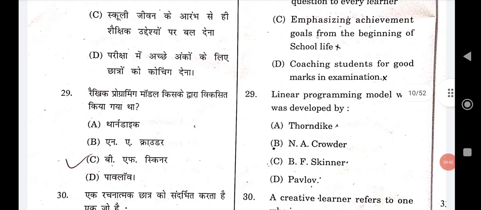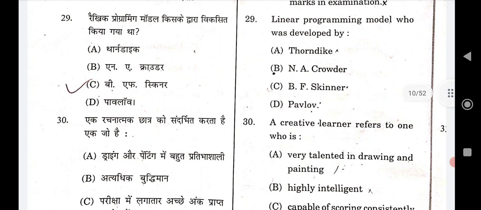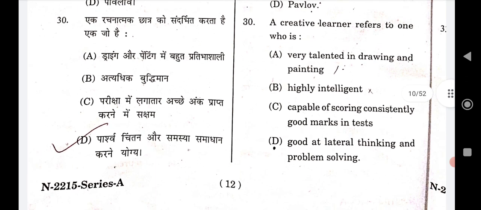B is the correct one. Next question: linear programming model was developed by B.F. Skinner. So the correct option is C. Next question: a creative learner refers to one who is good at lateral thinking and problem solving. D is the correct option.